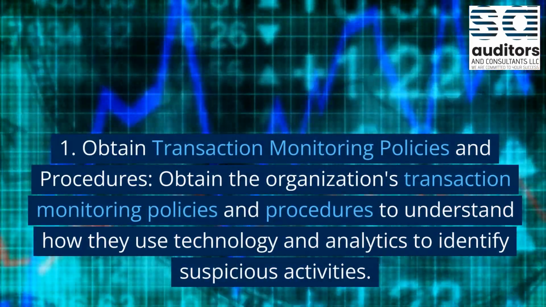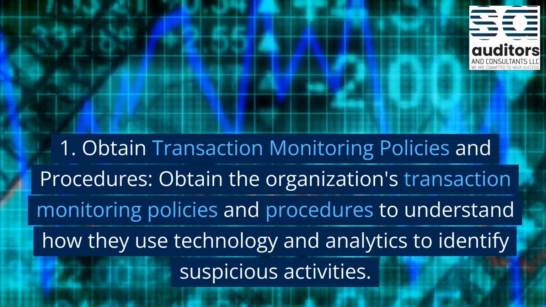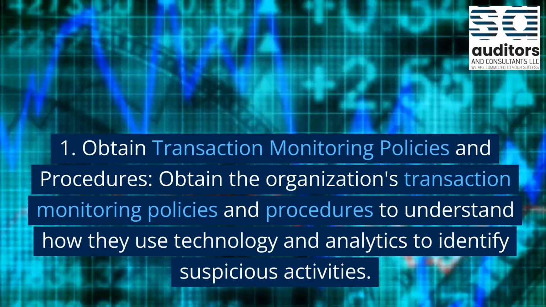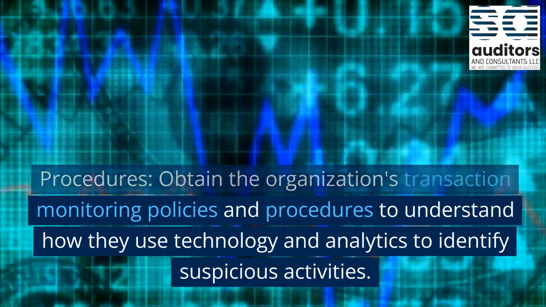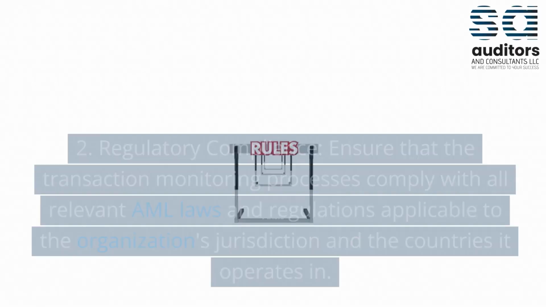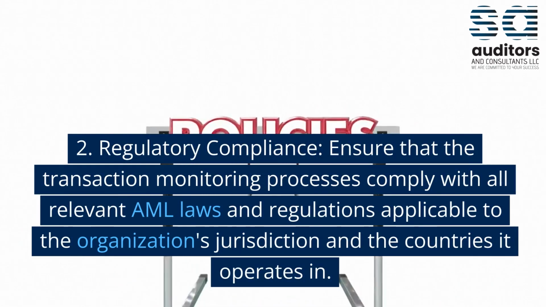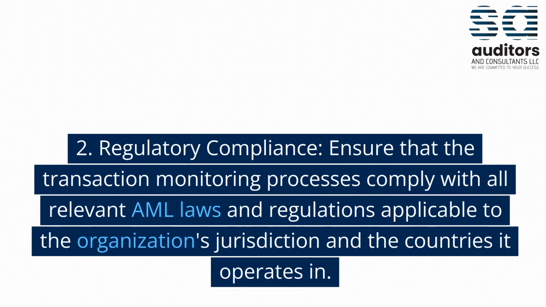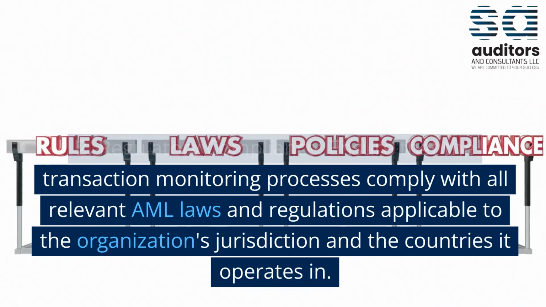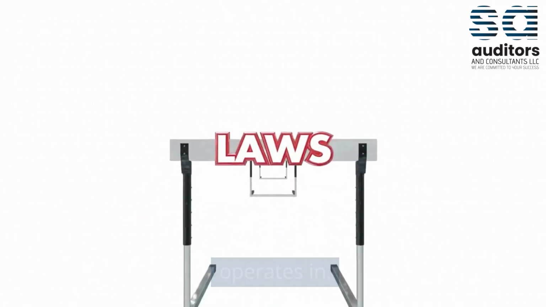1. Obtain transaction monitoring policies and procedures. Obtain the organization's transaction monitoring policies and procedures to understand how they use technology and analytics to identify suspicious activities. 2. Regulatory compliance. Ensure that the transaction monitoring processes comply with all relevant AML laws and regulations applicable to the organization's jurisdiction and the countries it operates in.